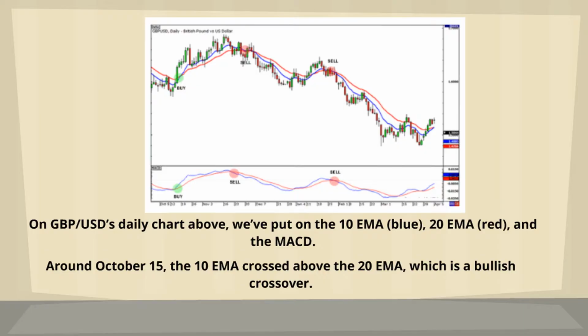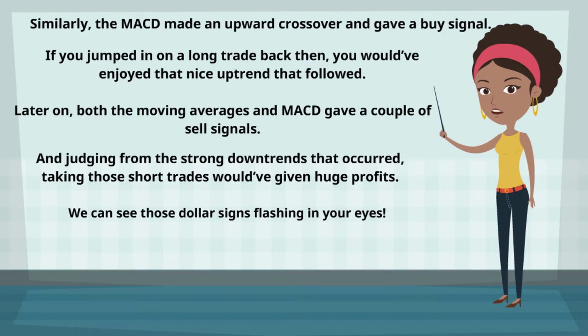On the pound sterling to US dollars daily chart above, we've put on the 10 EMA, blue, 20 EMA, red, and the MACD. Around October 15th, the 10 EMA crossed above the 20 EMA, which is a bullish crossover. Similarly, the MACD made an upward crossover and gave a buy signal. If you jumped in on a long trade back then, you would have enjoyed that nice uptrend that followed. Later on, both the moving averages and MACD gave a couple of sell signals. And judging from the strong downtrends that occurred, taking those short trades would have given huge profits. We can see those dollar signs flashing in your eyes.